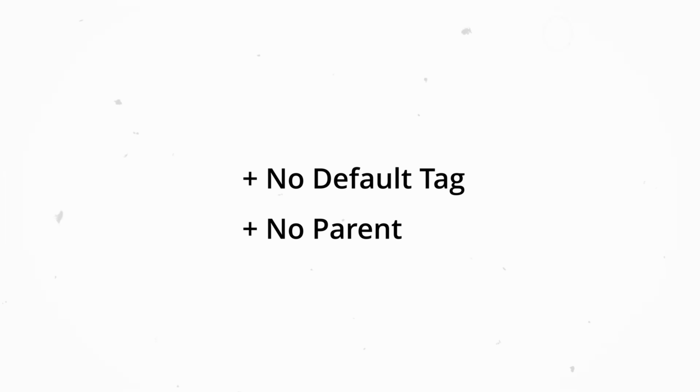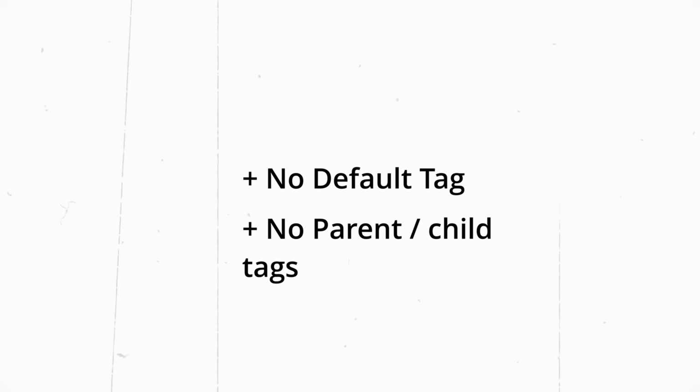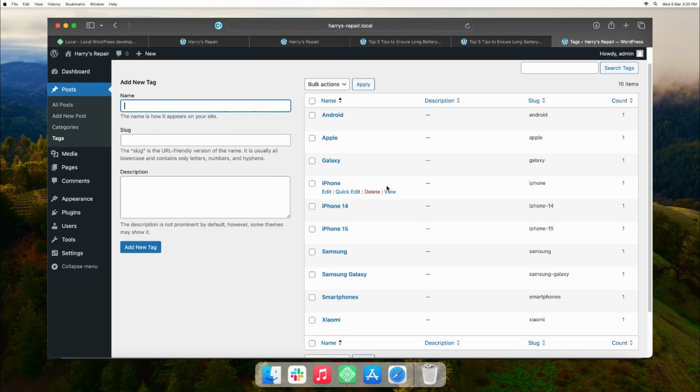Secondly, unlike categories, there are no parent tags or child tags. All tags are standalone and are kind of like keywords, so you can't really group multiple tags under one parent tag. You can just use them independently. And that's primarily the difference. Creating or managing tags is pretty much the same as categories.